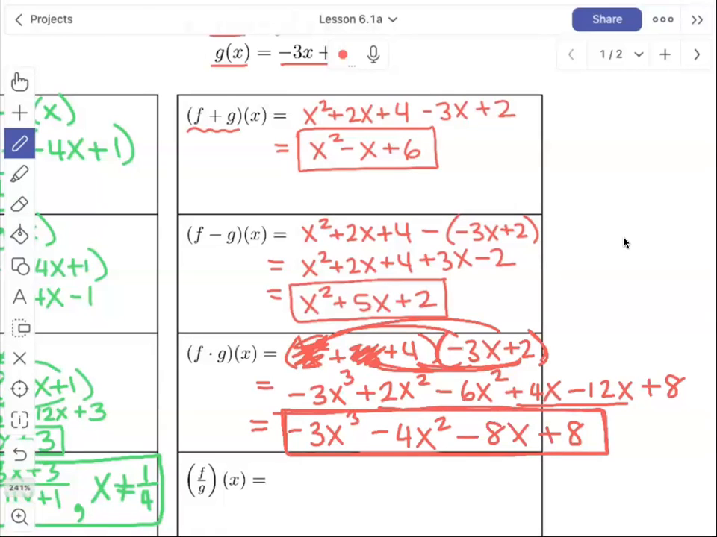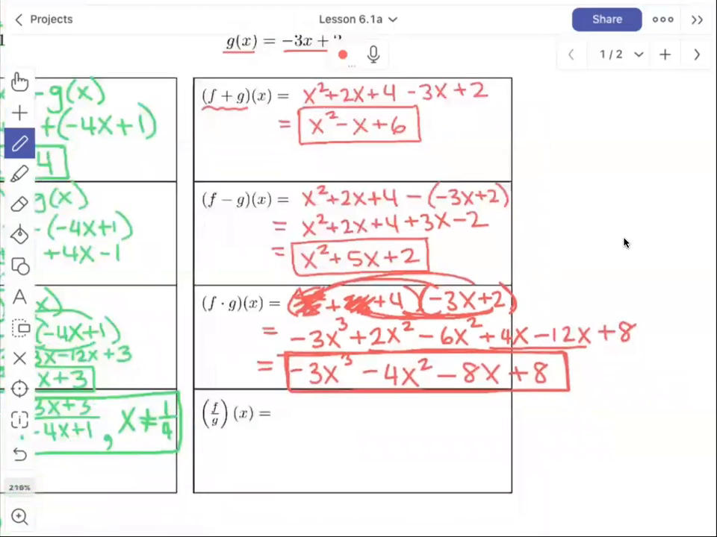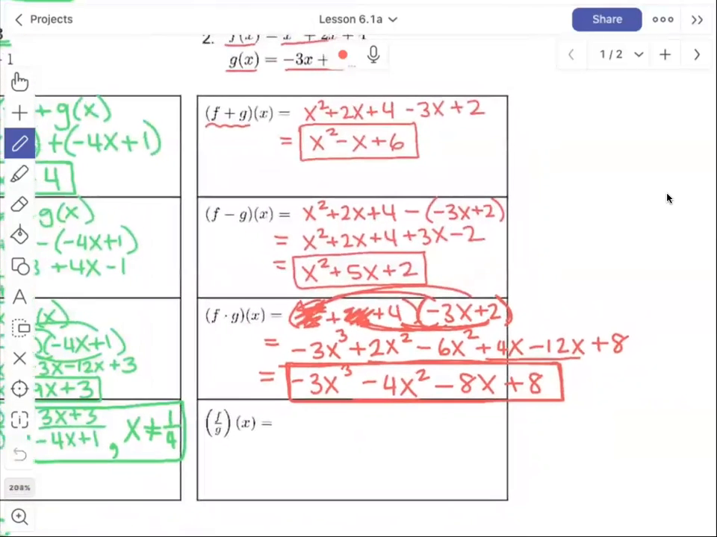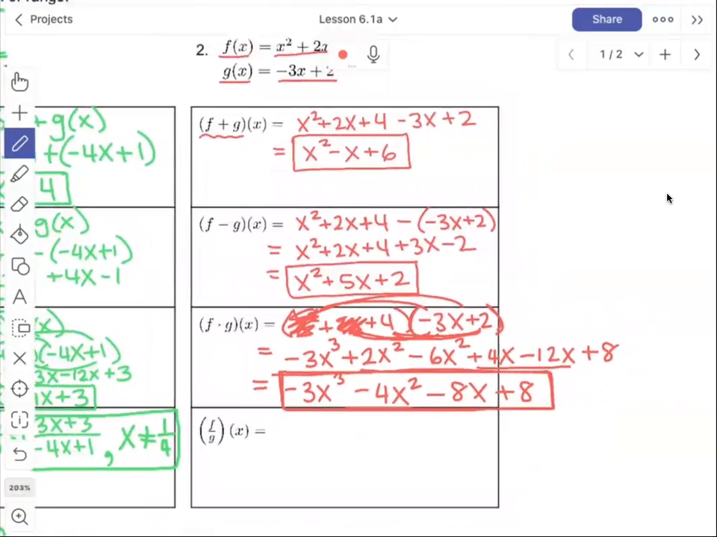Yeah. Perfect. Okay. Last one we got f over g of x. Okay, let me call on Celine since I think Celine, you had a question on this one. So let's work it out. So f over g of x. So Celine, what would we do first to get the function? You would put x squared plus 2x plus 4 over negative 3x plus 2. Perfect. Negative 3x plus 2.